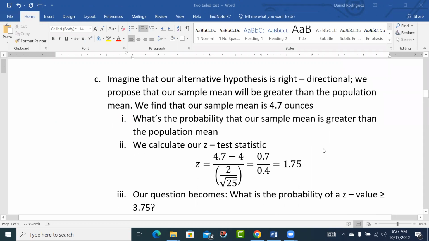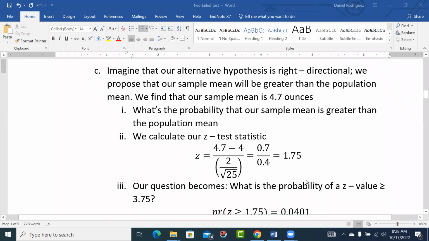So we calculate our z-test statistic. This isn't a lecture on z-test statistics, so I'm assuming you already understand how to do this. The bottom is our standard error, and we get 1.75.